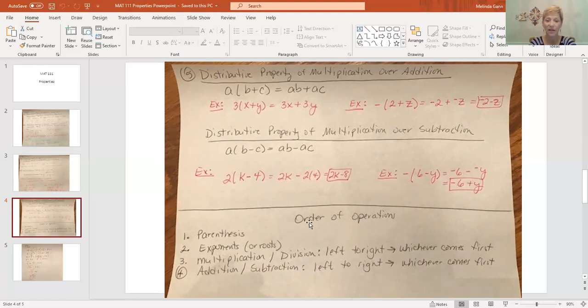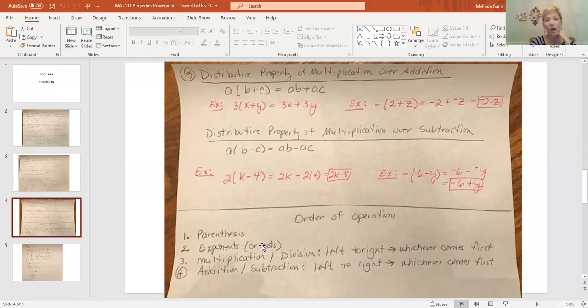Now, I'll remind you here about your order of operations, which I'm assuming you know. Okay, so the first thing you do are parentheses. The second thing that you do are exponents and roots. We'll talk about in the next video, or another way of kind of doing exponents. So exponents and roots. The third thing you do is multiplication division, left to right, whichever comes first.